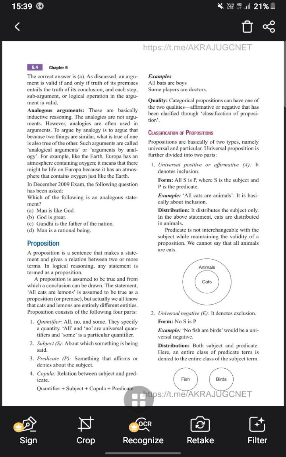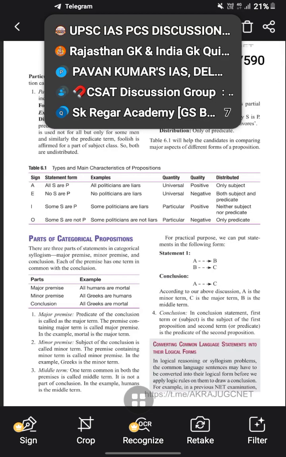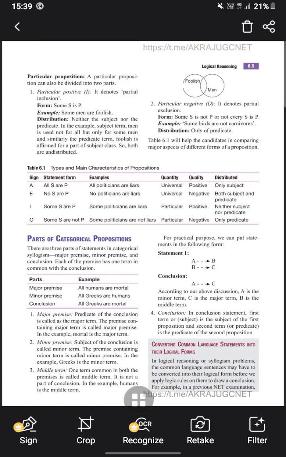So universal negative denotes No S is P. No fish is a bird would be a universal negative. Both subject and predicate are distributed here. An entire class of the predicate term is denied to be the entire class of the subject term. Now the next one is particular. Particular proposition. Particular positive denotes partial inclusion. Some S is P, some men are foolish.